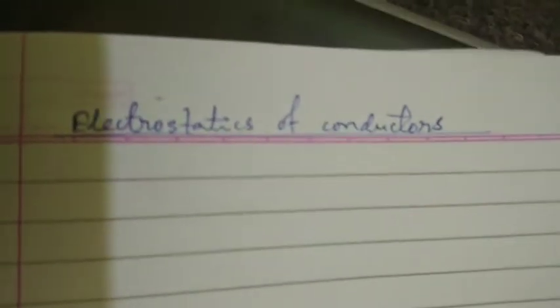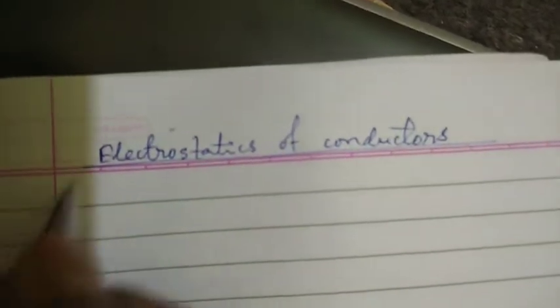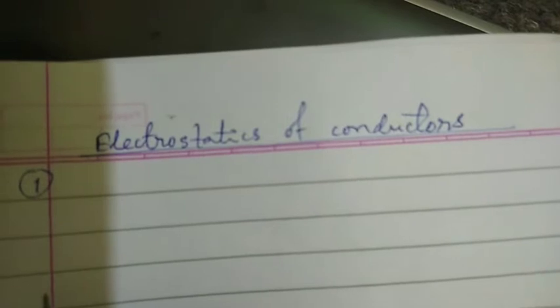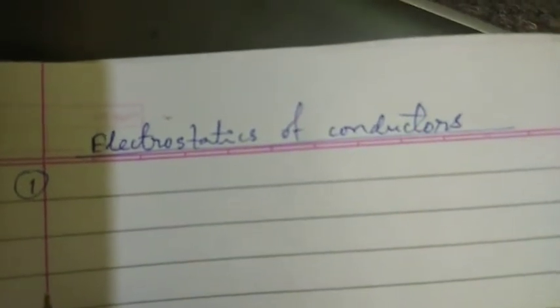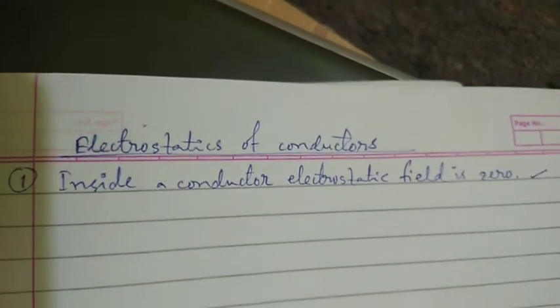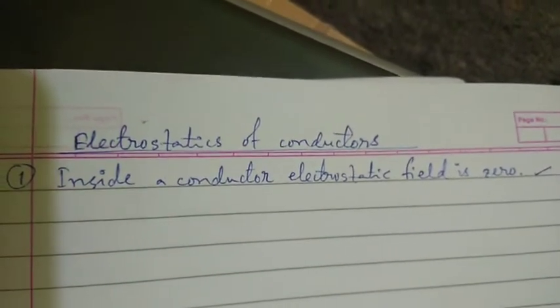Good morning everyone. Today we are going to discuss some important results regarding electrostatics of conductors. So the first point, which you already know, is that inside a conductor the electrostatic field is zero. Now we already know it for a charged spherical shell.